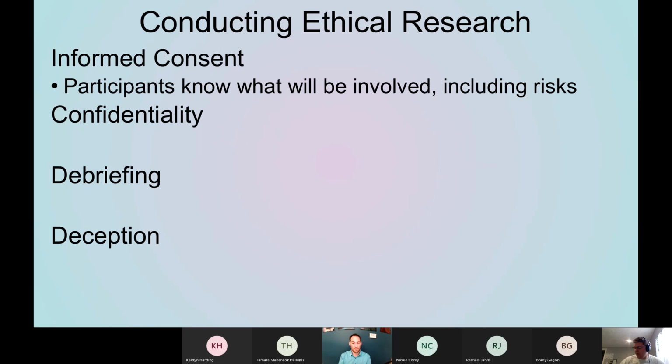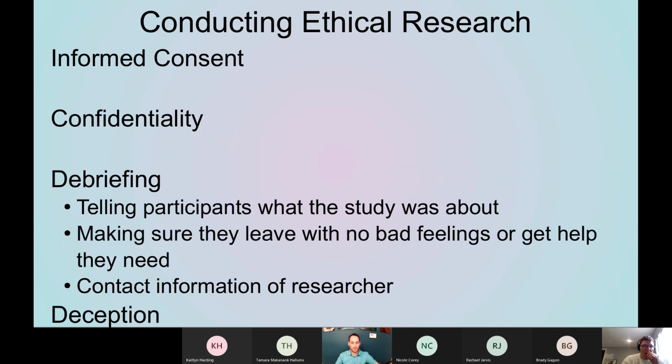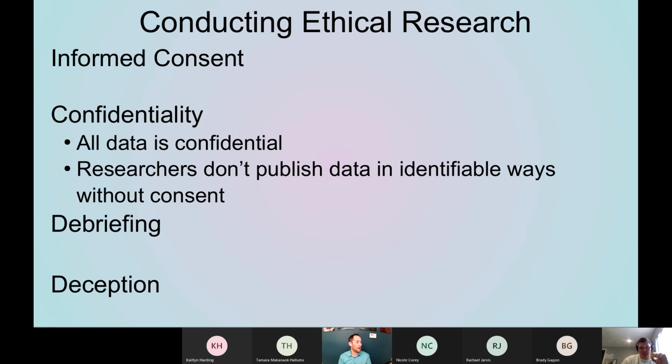But then afterwards, I definitely let them know, and that's called debriefing. So you were in this group, this is what it was about. This is any information you need to know about yourself from your scores, things like that. So if you're doing a medical study and you tested people for cancer, you'd probably want to give them their results, right? So that kind of thing.